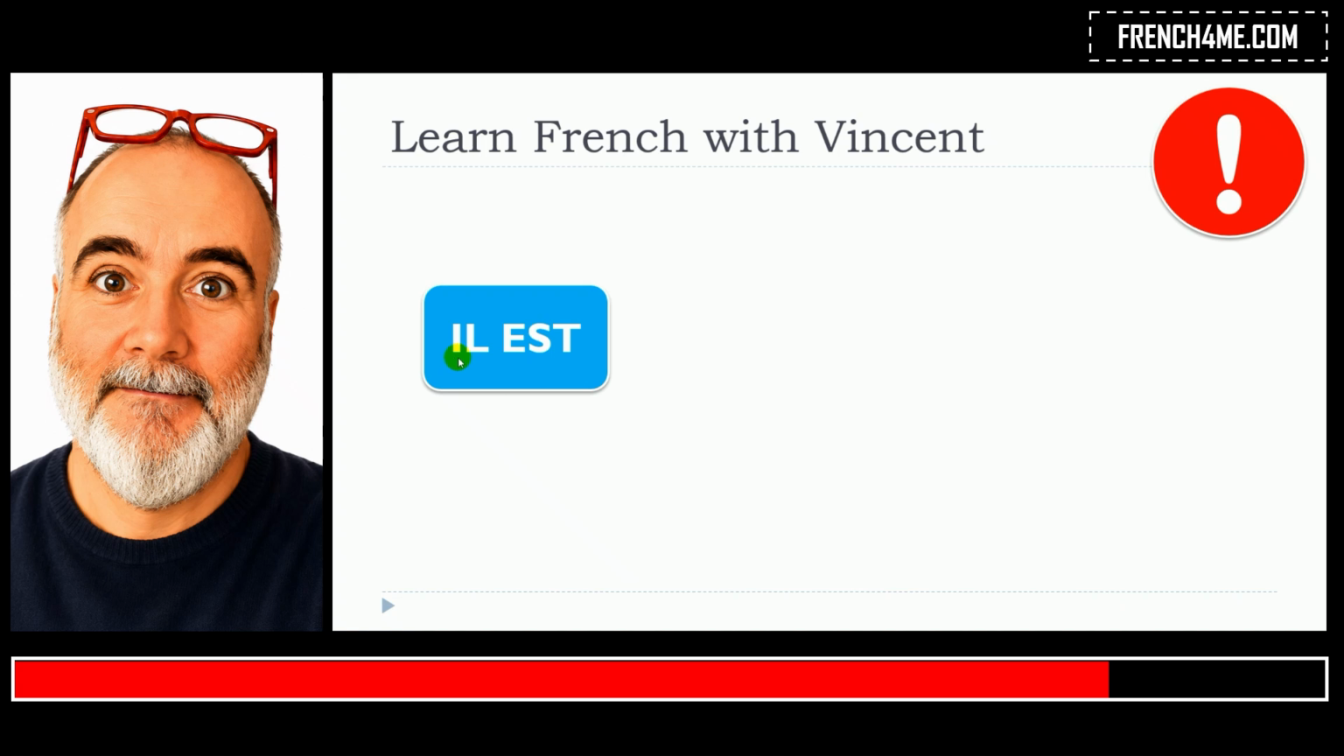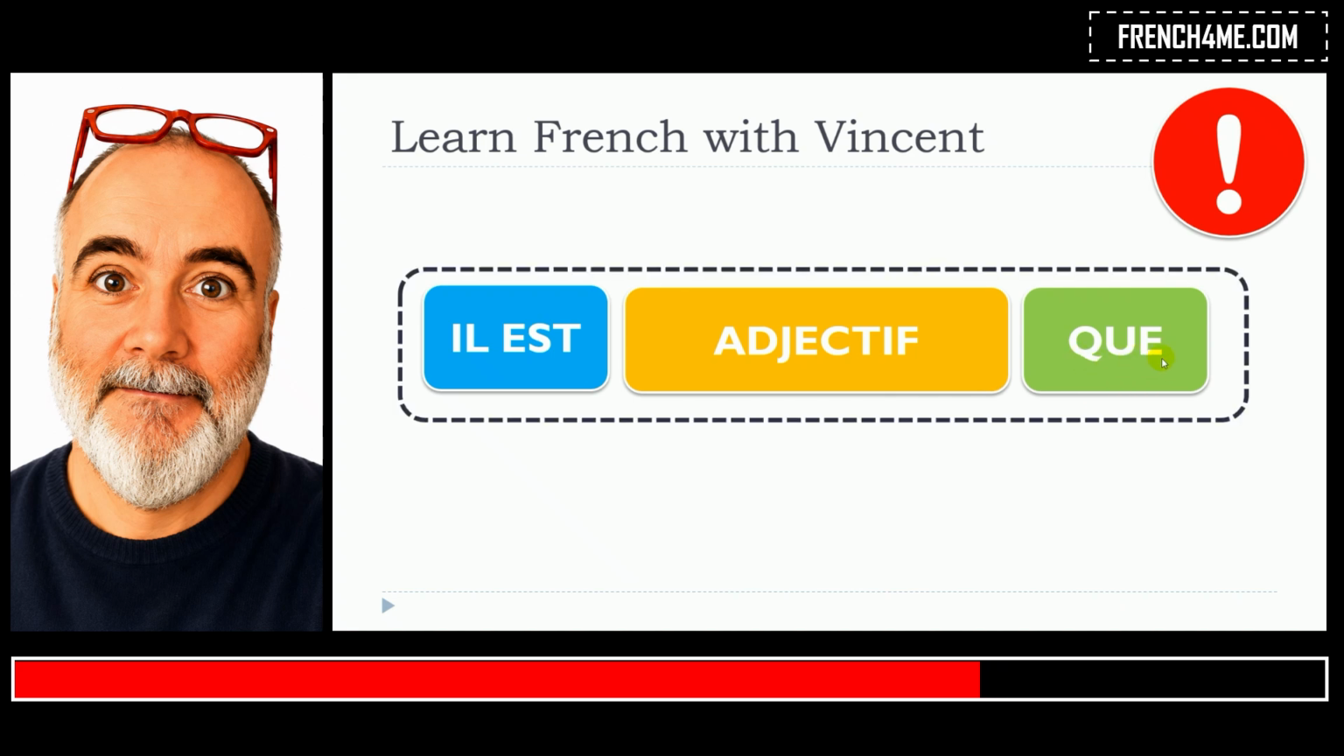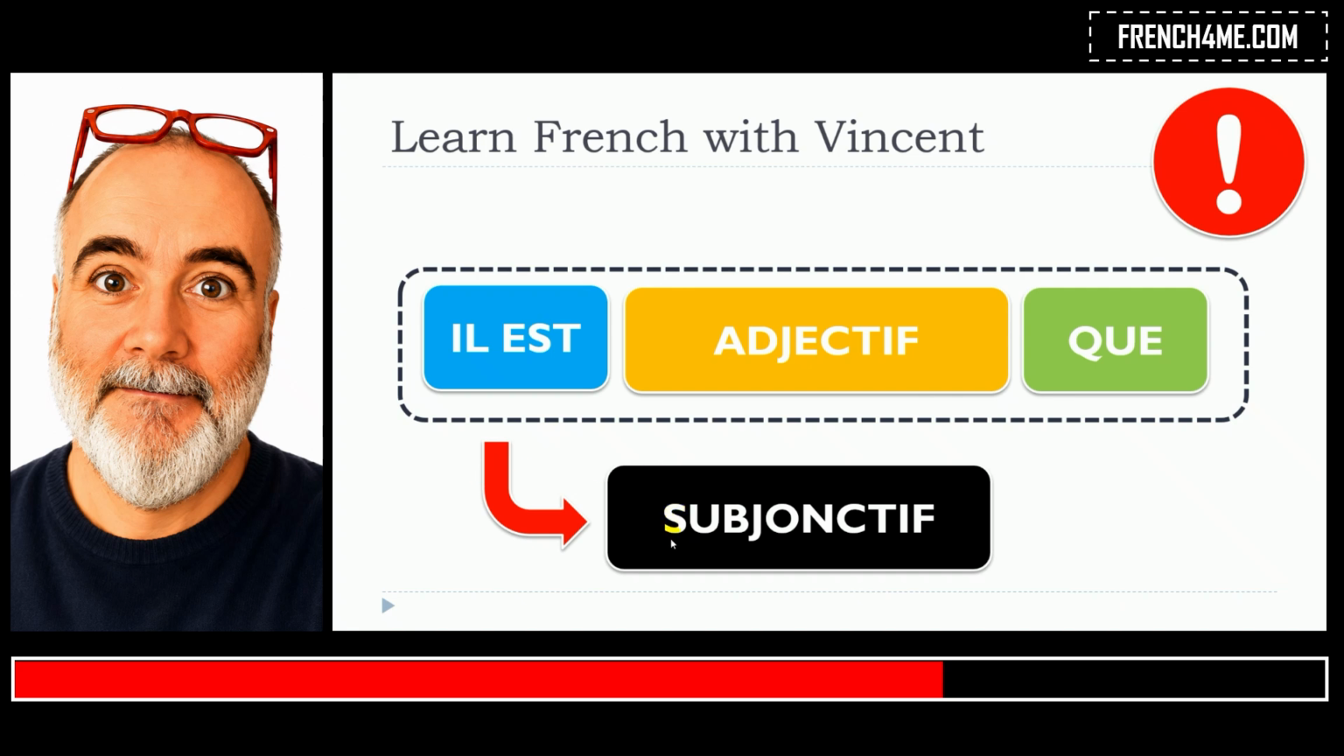We will start with il est. Remember that in that case, il will stand for it and not for he. Then we will put the adjective, then que, and after all that, we will introduce the subjunctive. So it means that the verbs that will come after this structure will be in the subjunctive.